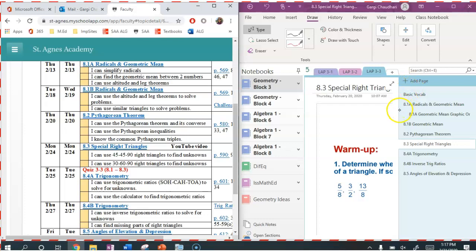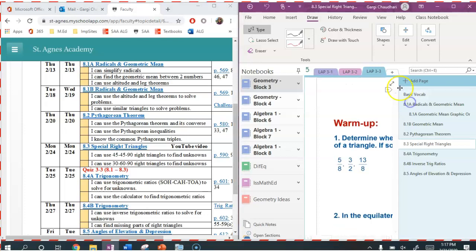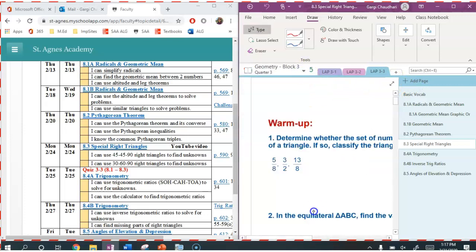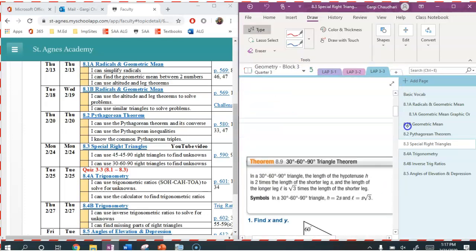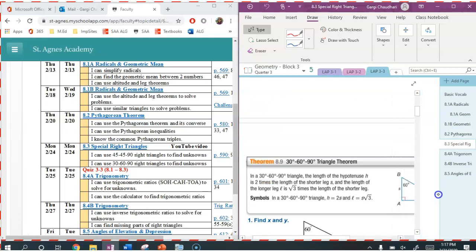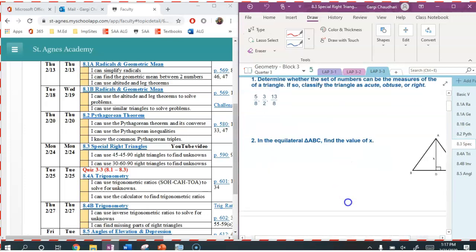Now you might need to adjust your screen a little bit so that you can have more space. So you might want to go ahead and pull this off to the side and this one as well, and then zoom in, zoom out as needed in order for you to take your notes.